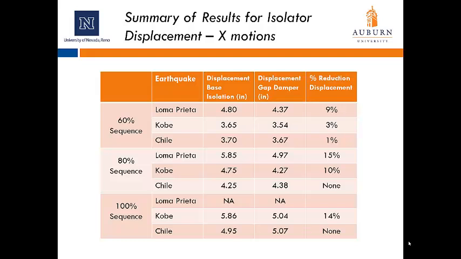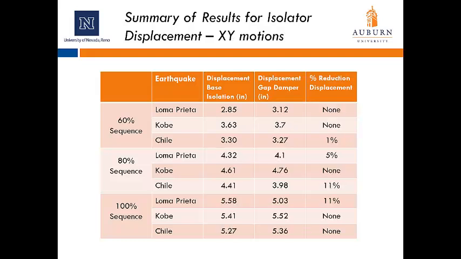Second, we noticed that the gap damper was more effective for the Loma Prieta motion than for the other motions. This also agrees with our analysis, although we don't have a good feel for why at the moment. The Kobe motion seemed to be similar for unidirectional. The Chile motion, for which the gap damper was the least effective, was a long-duration multi-cycle motion.